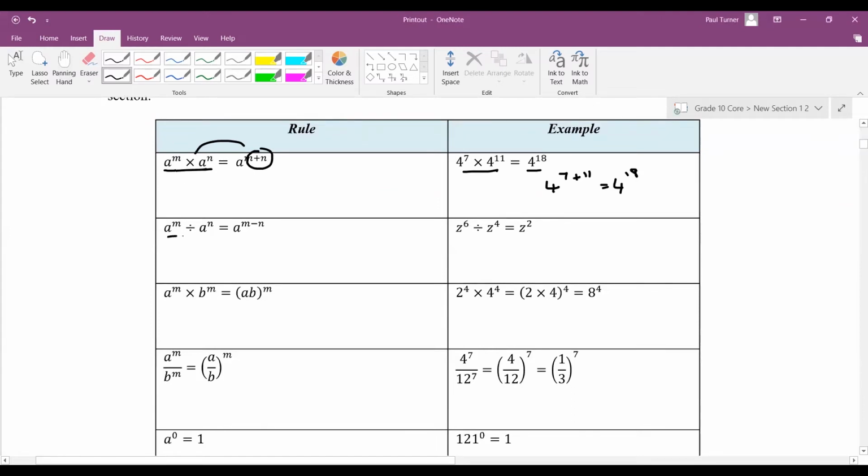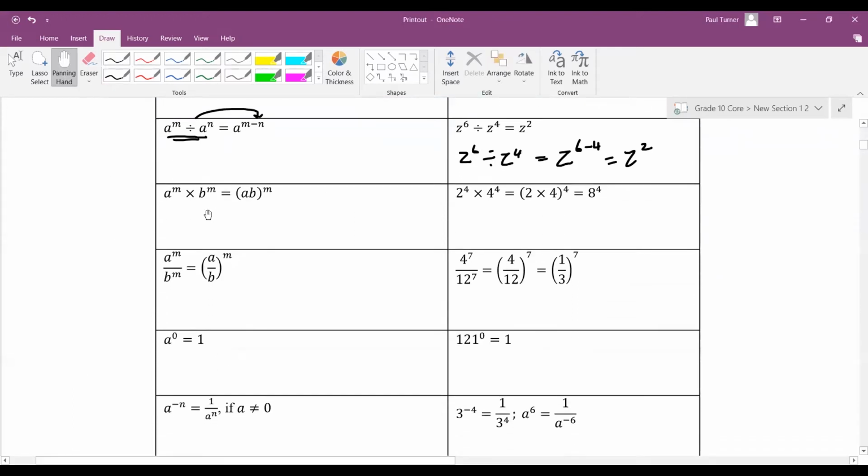When we're dividing them, we will subtract the power. So in this case, z^6 divided by z^4, we would subtract these powers. So z^(6 minus 4), z^2. I know you know a lot of this already, but further down, there's some new stuff.